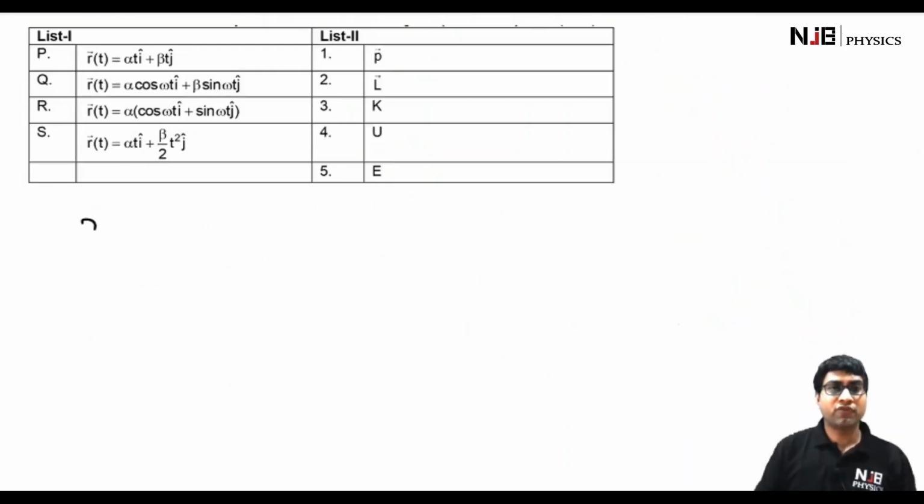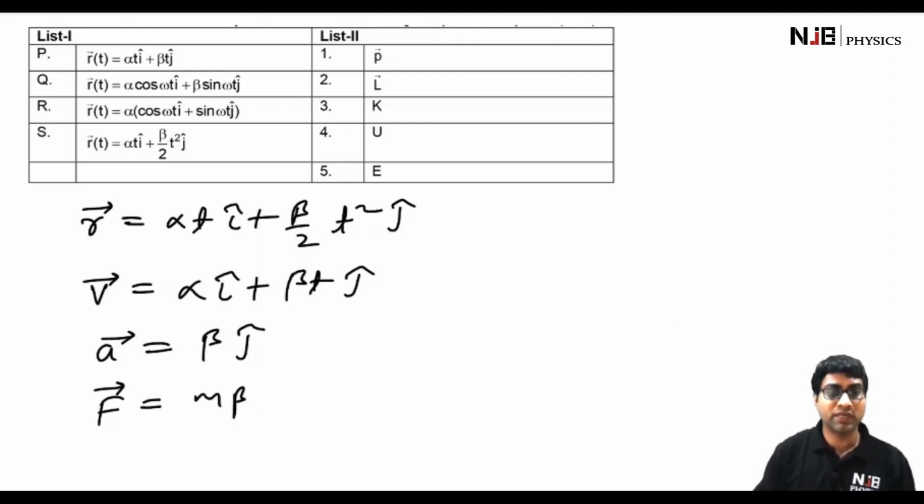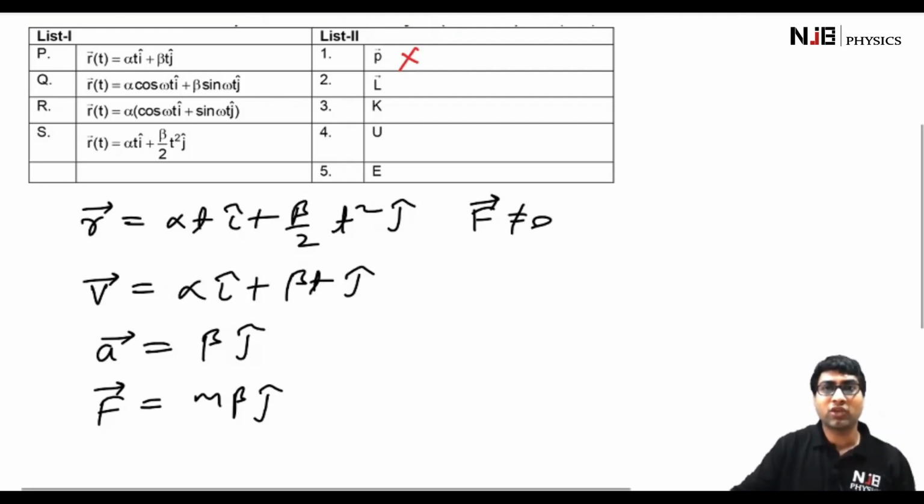The last expression for position vector is alpha t i cap plus beta by 2 t square j cap. If we differentiate it, we get velocity vector as alpha i cap plus beta t j cap, and again differentiating it, we get acceleration vector as beta j cap, and the force vector is going to be mass times beta j cap. So you can see that the force vector is non-zero, and this is why we cannot conserve linear momentum. Let's talk about the angular momentum.